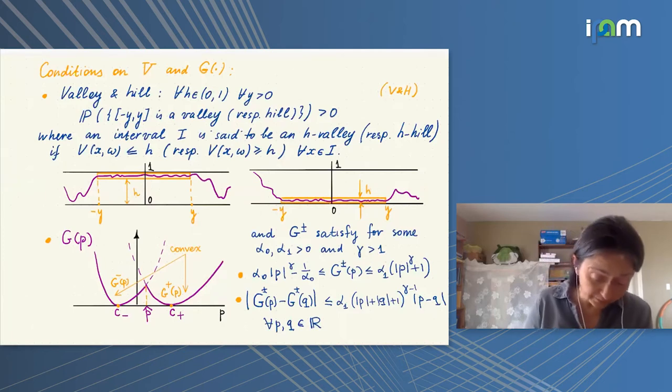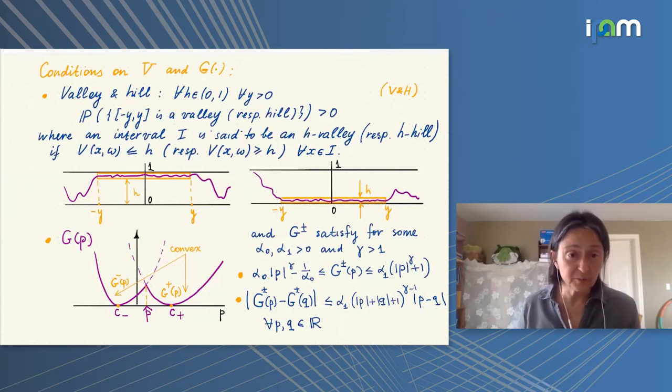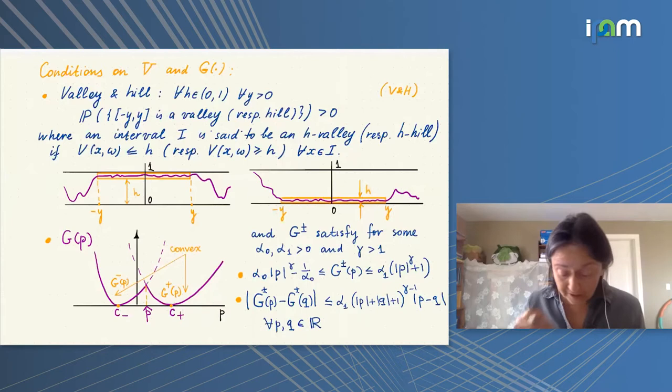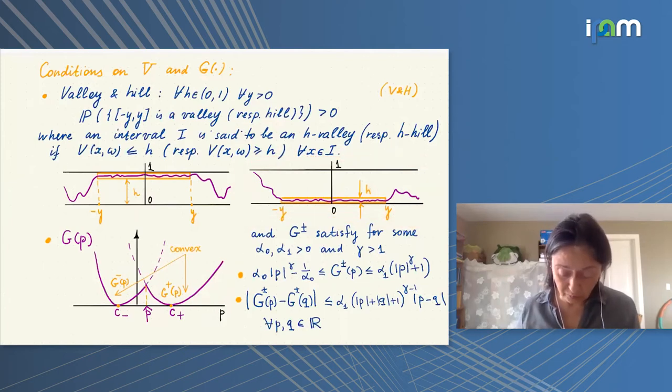One of them on V, the only additional condition is, again, the valley and hill condition. Attila explained it very nicely, so I'll put it again, that V satisfies, say, a valley condition. This is a picture of the valley condition. Given any level H between 0 and 1, and any positive number Y, the probability that the potential stays below H for all x between negative Y and Y is positive.